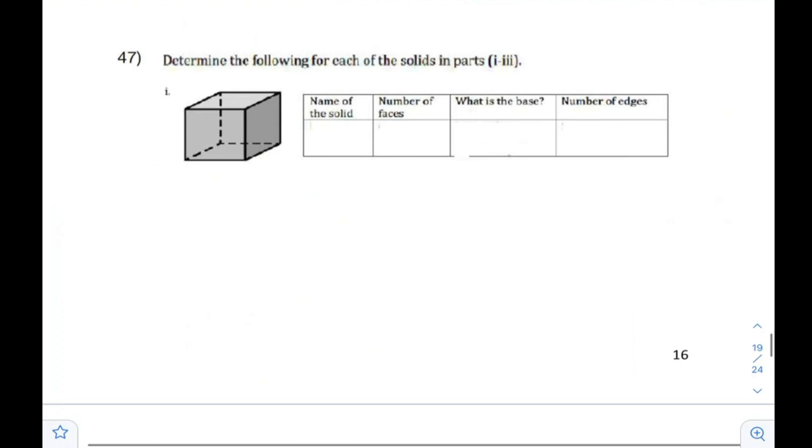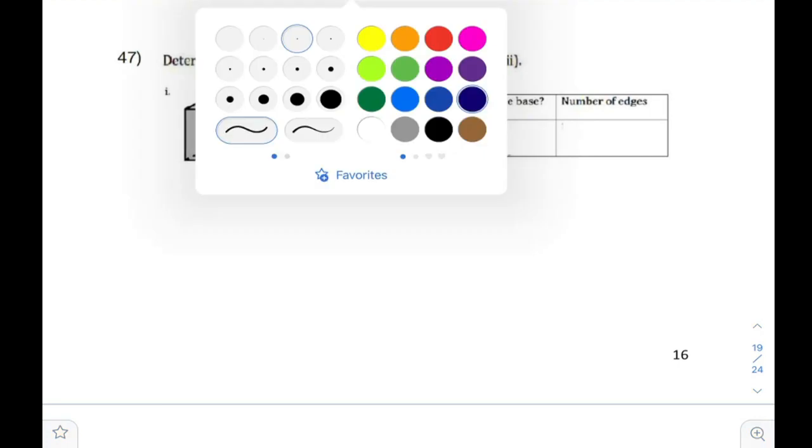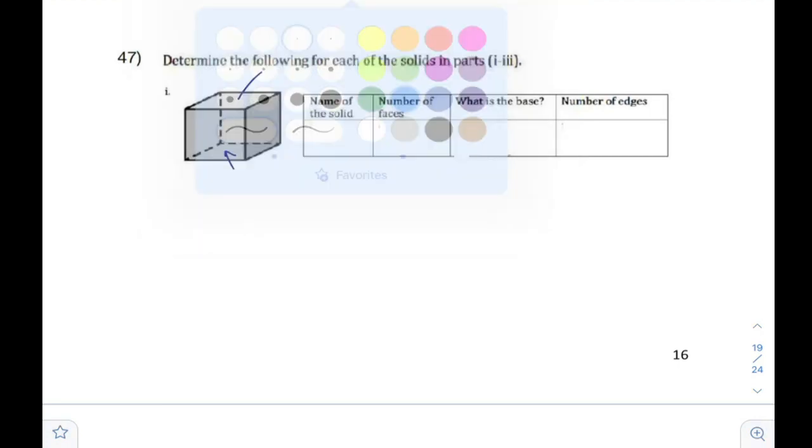Here, determine the following for each solid. Of course, this is called a prism. A prism always has two parallel congruent faces. So this is definitely a prism. Let me write using another color here. So this is prism.